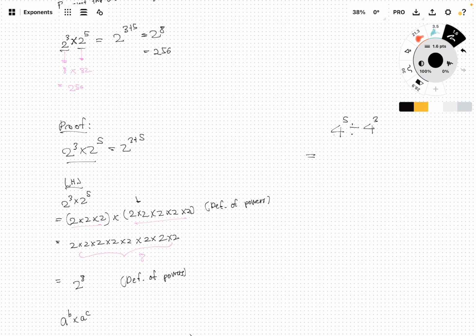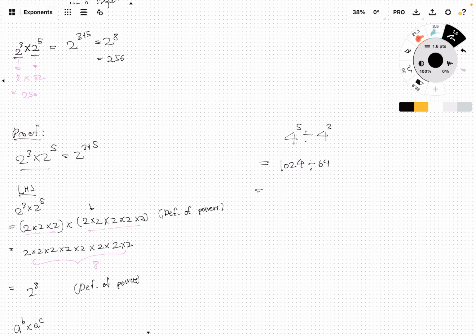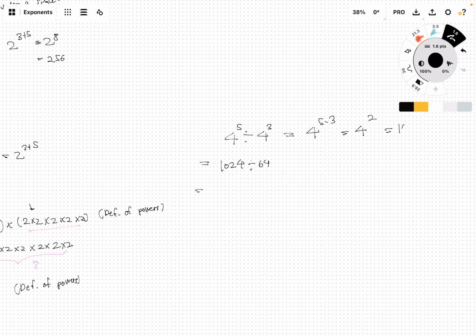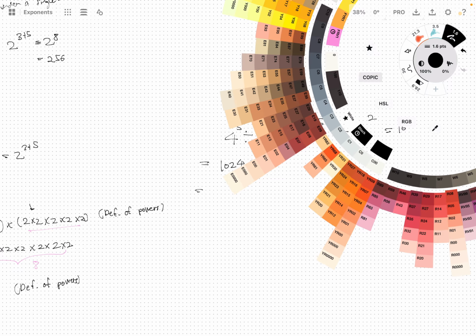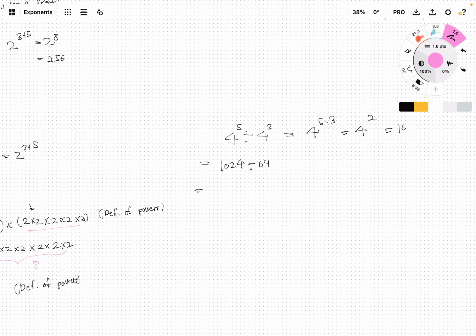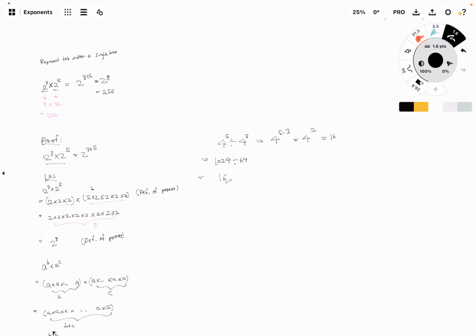I could do this directly. And actually, if you check this, it's 1024 divided by 64. That's a bit tedious. But I can use the property, and I know the exponents will subtract. So it's just 4 to the 5 minus 3, which is 4 squared, which is very easy, which is 16. And if you do this division, you'll also get 16, but you'll have a lot more work to do. So that's how you apply the division law.